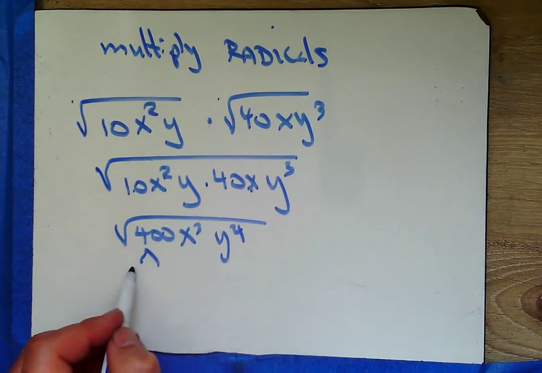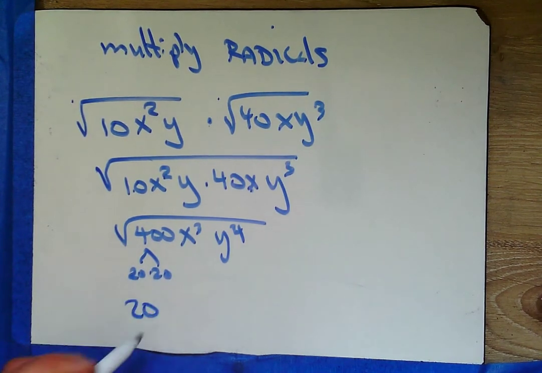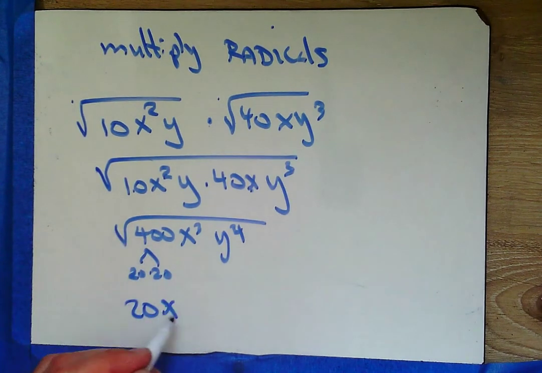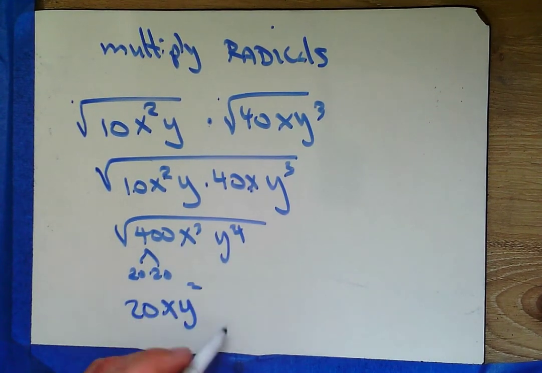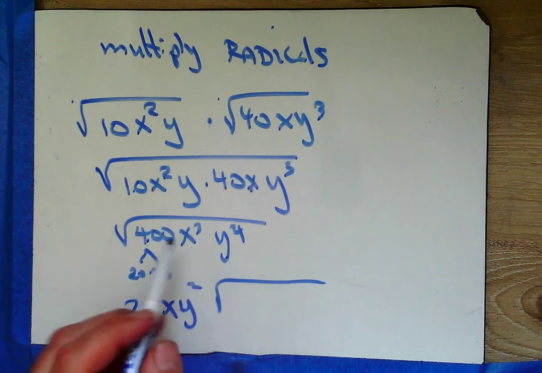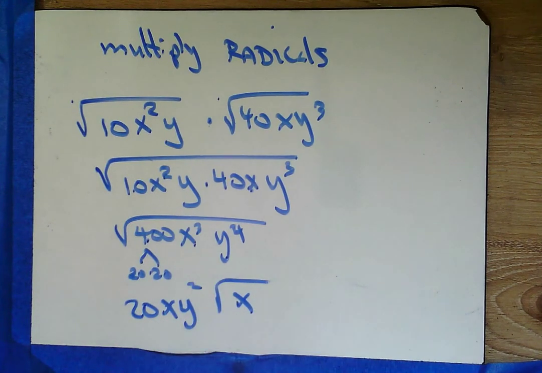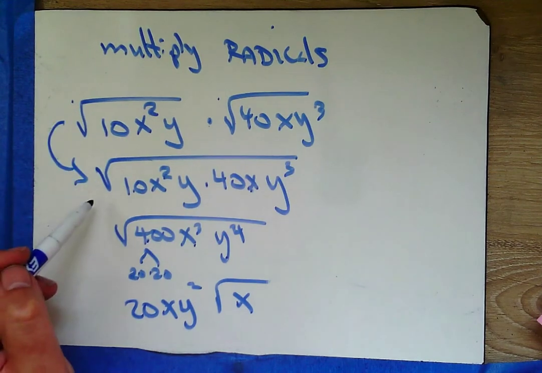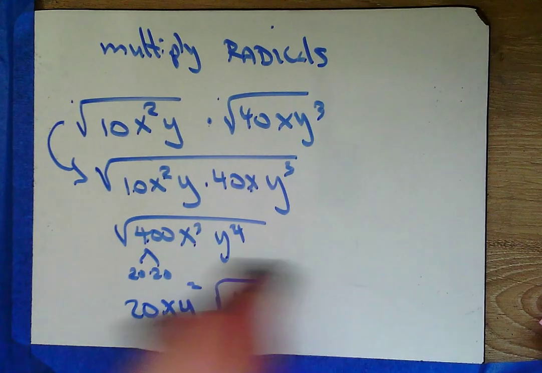Did you remember that 400 was 20 times 20? So I can take out a 20. I can take out an x because I've got 3 of them and I only need 2 to get one out. And, oh look, this is y squared times y squared, so we can take out a y squared. What's left? Well, we took out all of this, we took out all of this, and we got 2 of the 3 of these, so we still have an x there. Okay? So multiplying radicals can often mean just pack them all under one radical sign and simplify them.